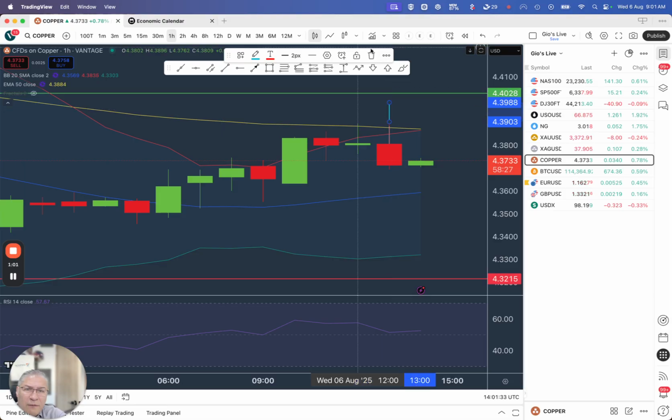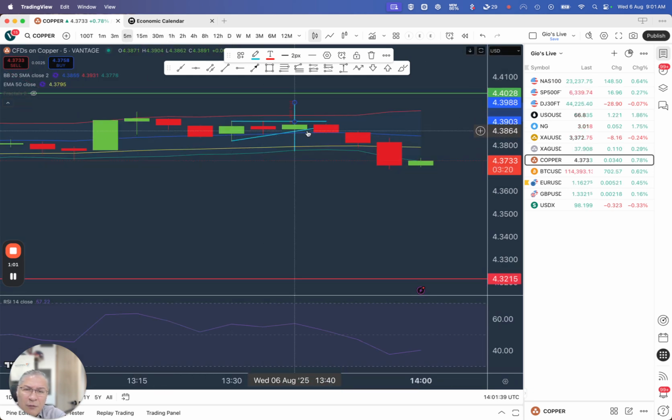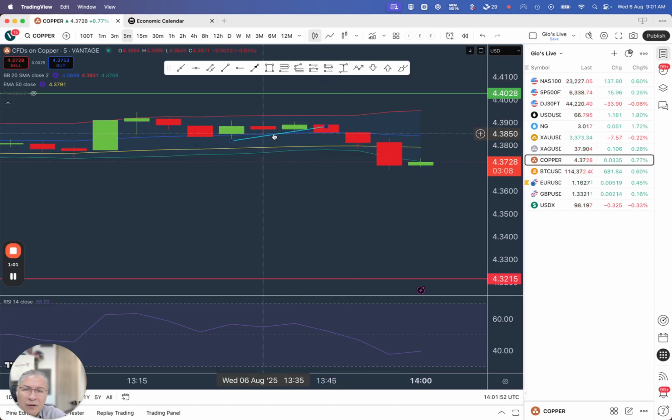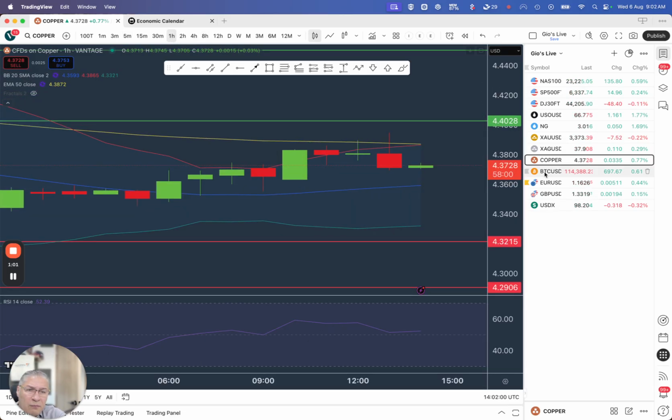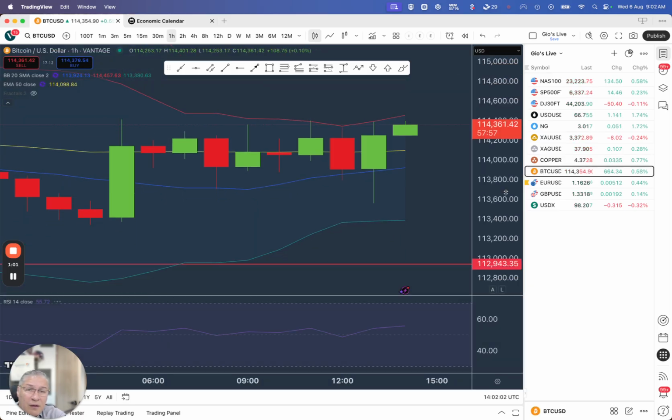And the copper, we were looking at a breakdown. Let me go back to the 5 minute. We were looking at a breakdown, and it happened, so the target was actually more than met on copper. We had a breakdown out of that ascending triangle. Okay, go back to the 1 hour. It could be recovery mode.